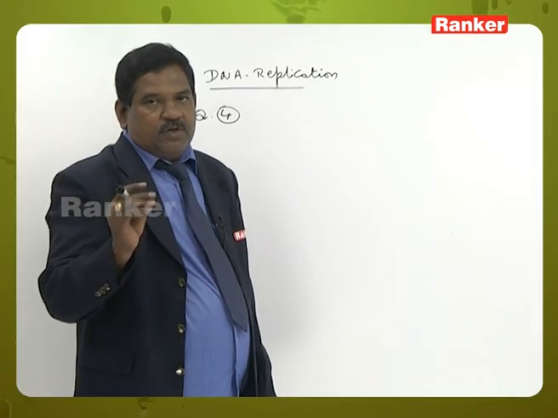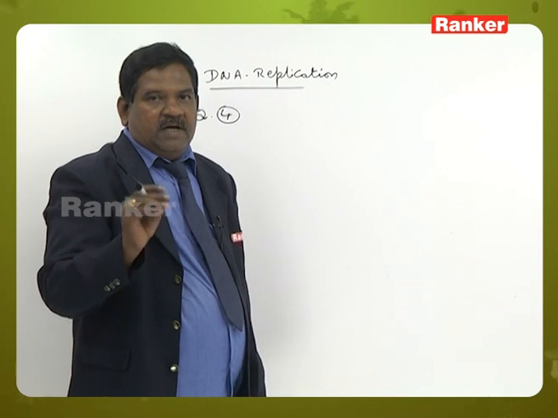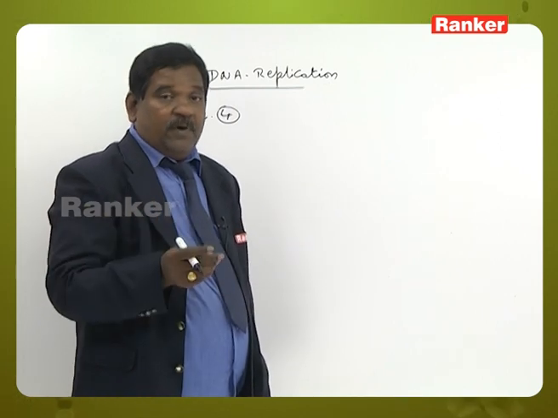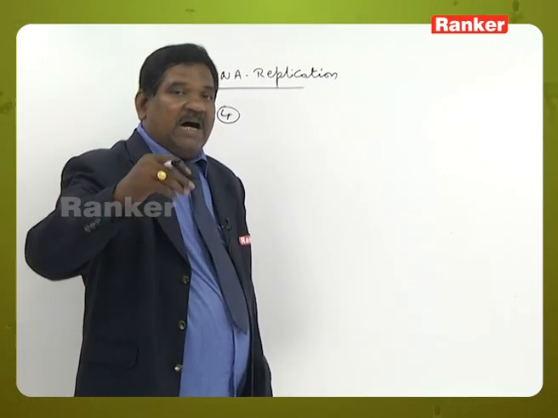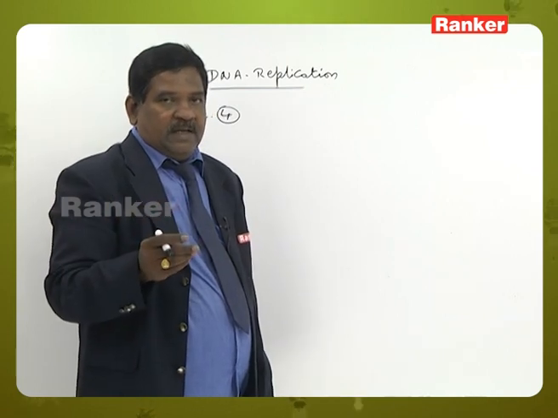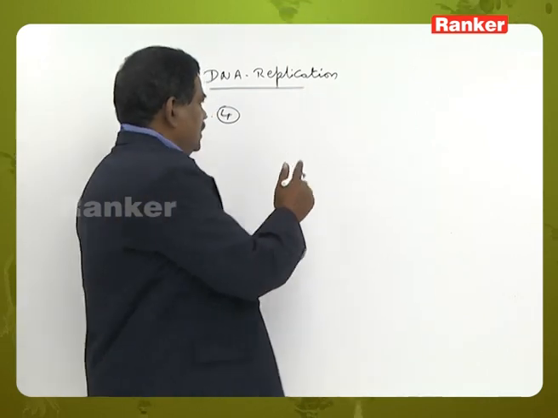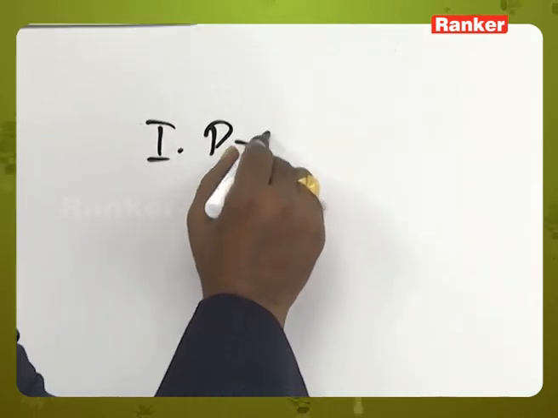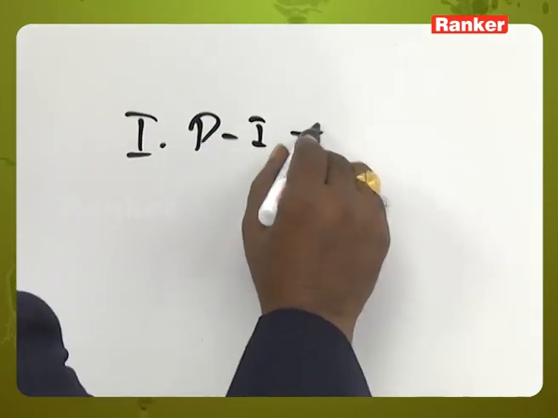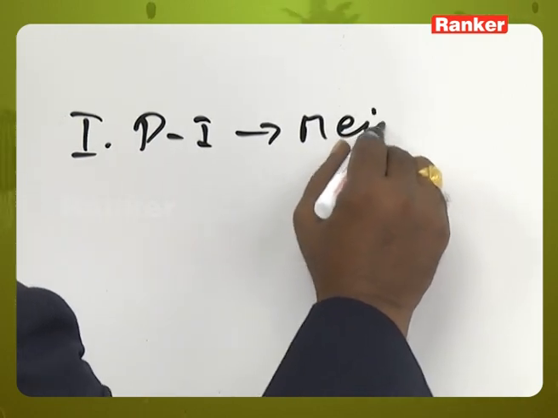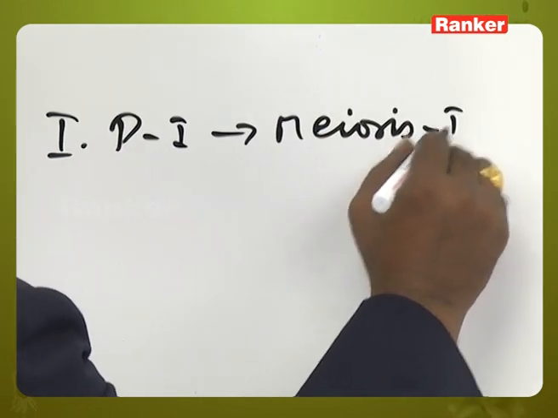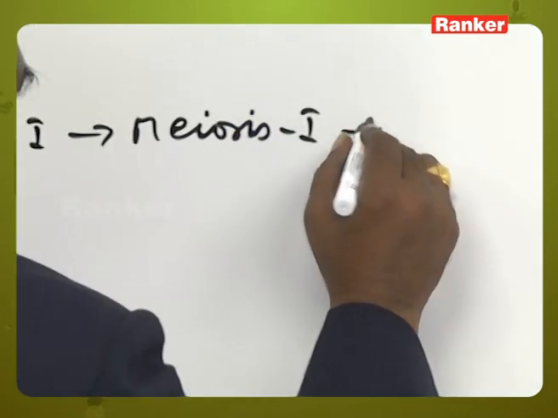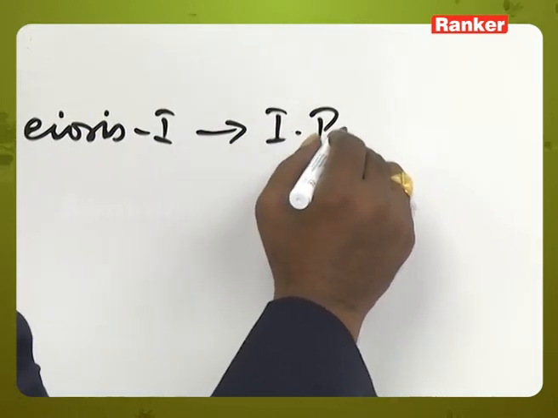Meiosis completes in 2 steps, that is meiosis 1 and meiosis 2. Before meiosis 1 and after meiosis 1, interphase occurs. So it is interphase 1. Next, meiosis 1. Next, interphase 2.